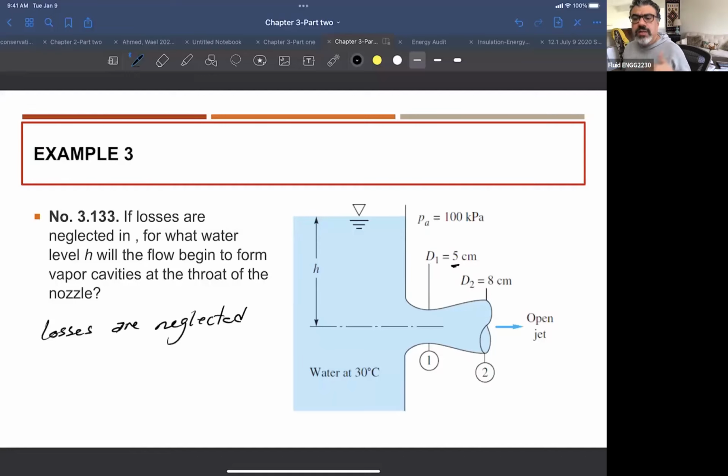How about if I said, for example, the losses is 2 meters? What do you need to do? Energy 1 minus energy 2 will be equal to 2 meters. So you can just include it in your last example.